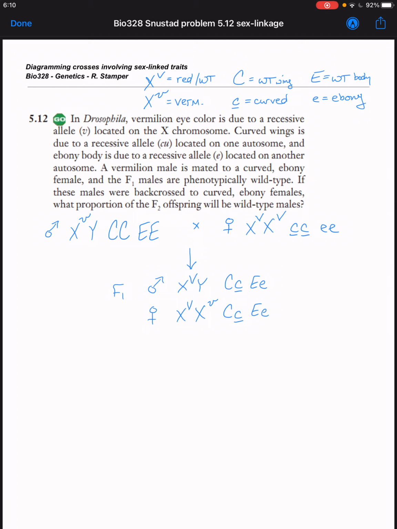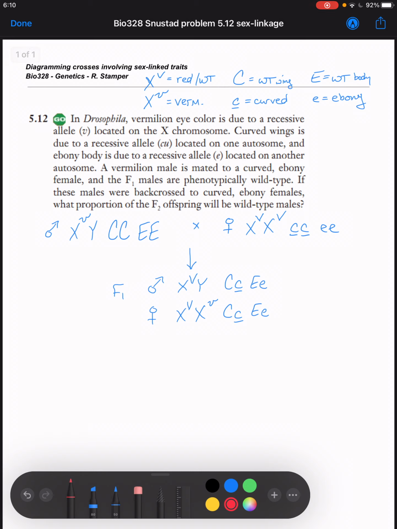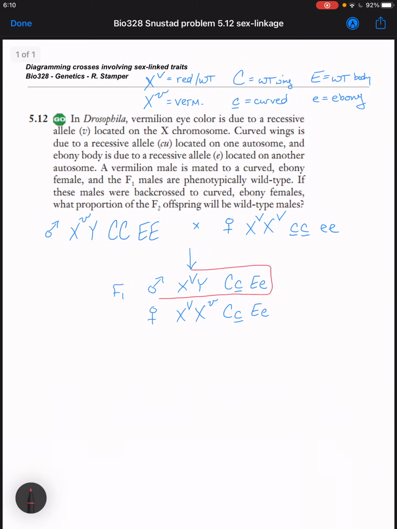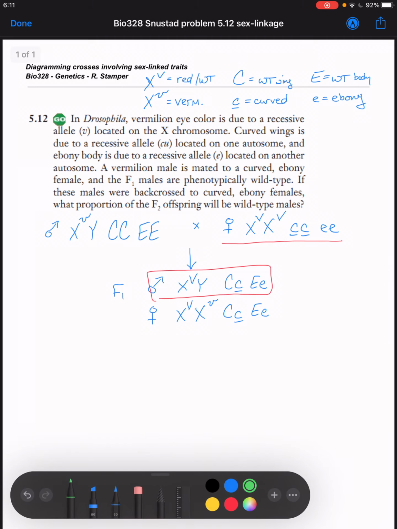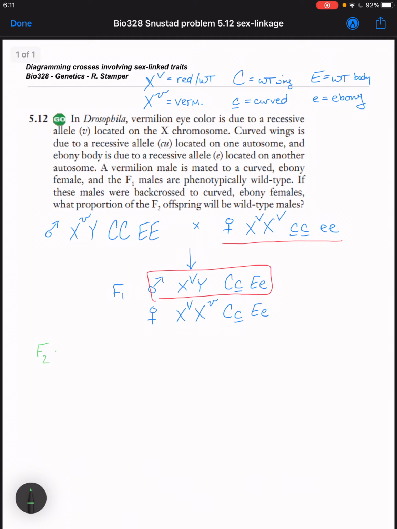Then they tell me that the F1 males are backcrossed to curved ebony females. Now remember, backcrossing is a cross back to the parental generation. In this particular case, we know what we're looking for here, so that would be the cross between these males and these females, right? That's the backcross. And so when we do that and we get our F2 generation, I'm going to do it in green.